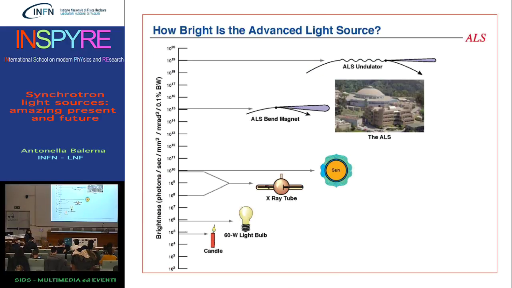This is just to show you the difference between the brightness of different light sources. A candle, a light bulb, this is an X-ray tube, this is the sun. This is a bending magnet of a storage ring in the United States, and this is the brightness of an undulator on the same machine. I don't know if you're able to read the numbers here, but here we are at 10 to the 19 photons per second per millimeter square per radian square. And here we are at 10 to the 4. Do you realize the difference? Okay.